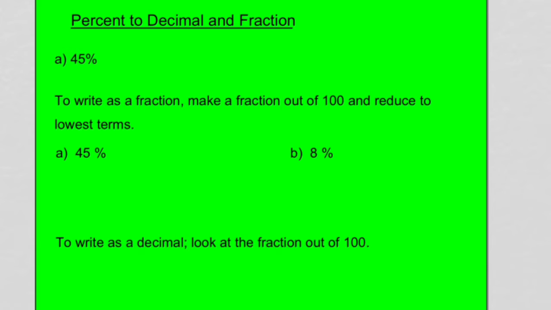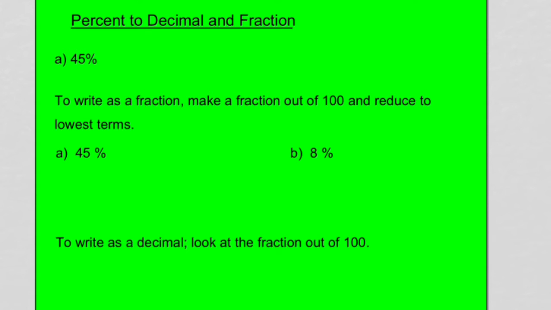The last couple of days we've been focusing on starting with a percent and making it a decimal and a fraction. Now the key thing to remember here is that when you're starting with a percent and making it a fraction, percent means out of 100. So you always make the denominator of that fraction out of 100. When you're starting with a percent, no matter what, the denominator's out of 100.